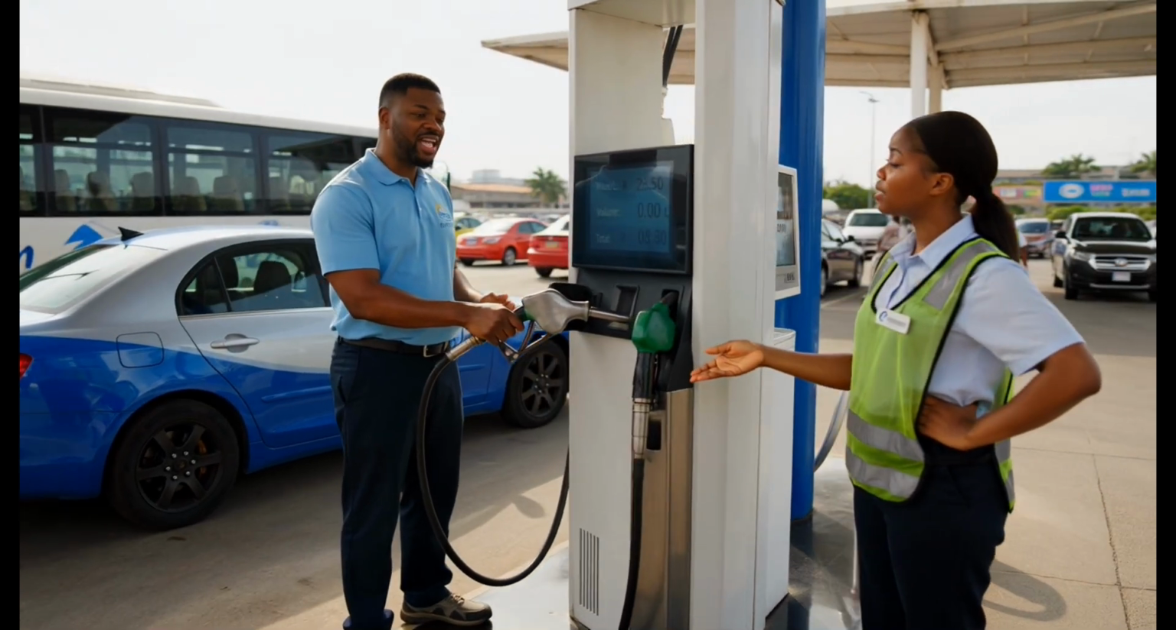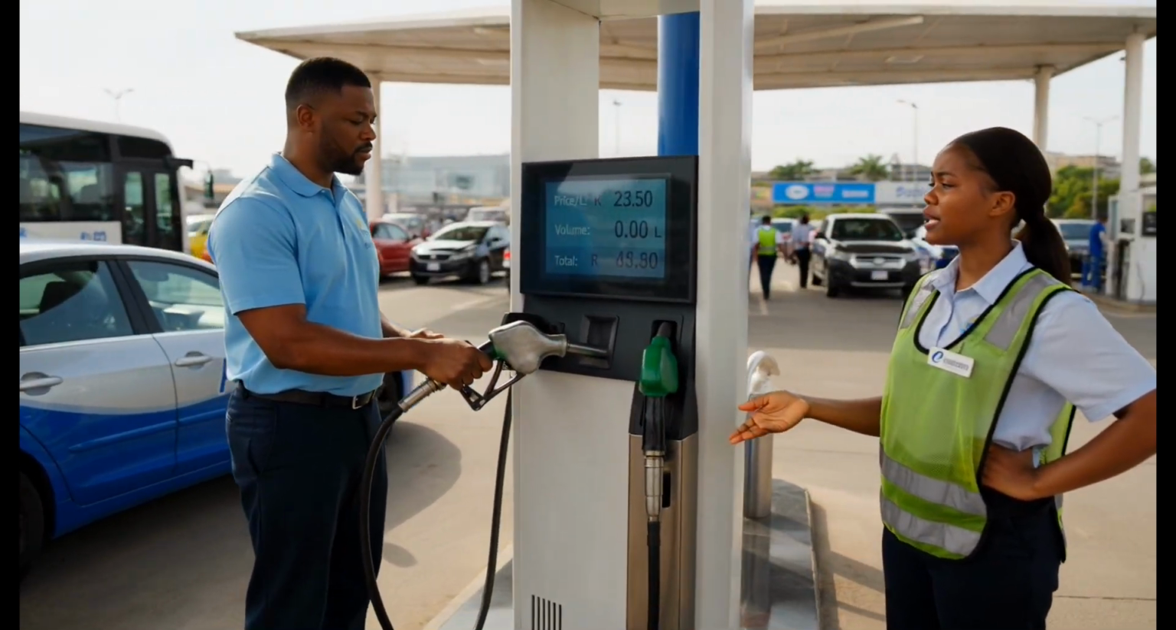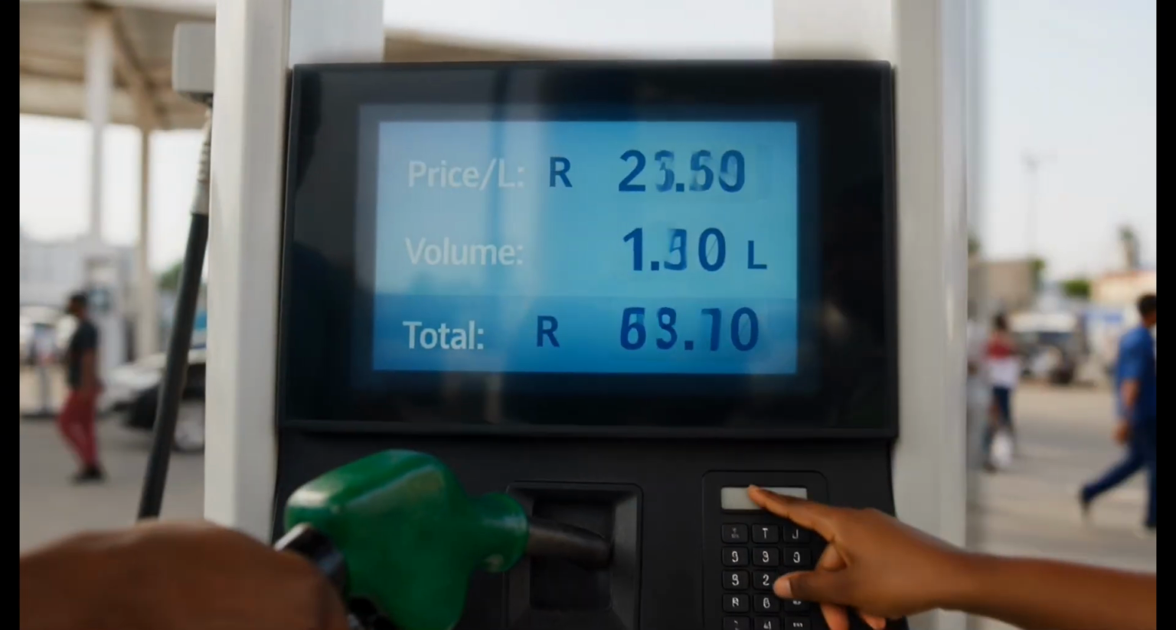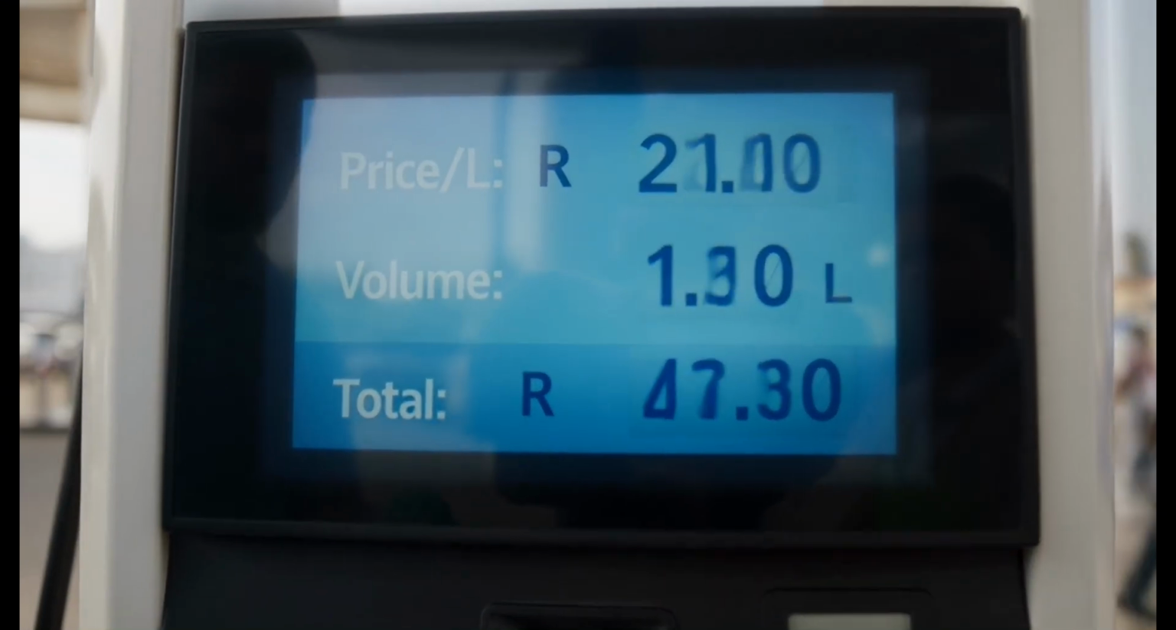They added another levy again. The Road Accident Fund one keeps getting bigger. Government takes its cut before the fuel even reaches the tank. So every liter I buy, a big chunk goes straight to taxes and levies.